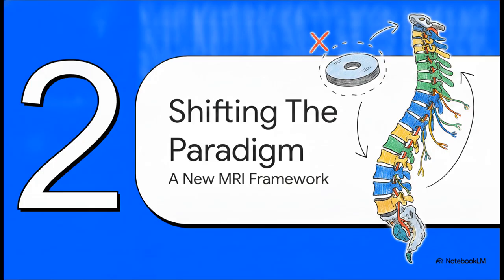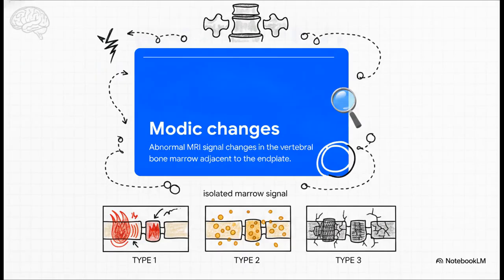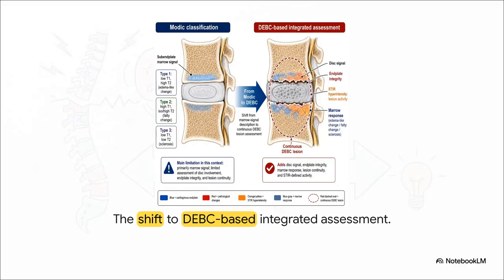Section 2. Shifting the MRI paradigm. So to really wrap our heads around this new framework, we first have to define the old standard, which radiologists call Modic changes. For decades now, doctors have looked at these Modic changes to identify abnormal signals in the bone marrow right next to the disc. Type 1 might show edema or inflammation, type 2 shows fatty changes, and type 3 shows bone sclerosis. But here's the catch. Modic changes primarily focus on that isolated marrow signal, rather than evaluating the entire area as a continuous, interconnected lesion.